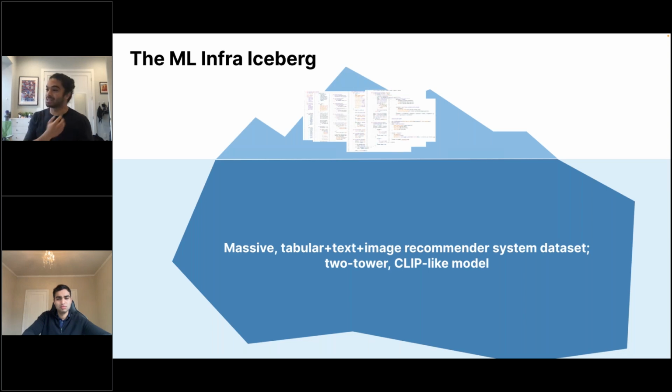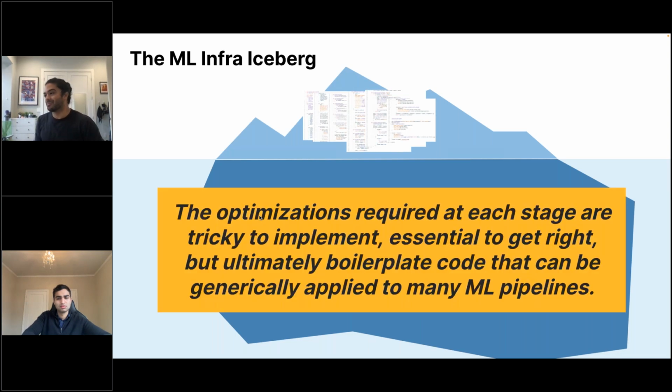And at some point, if your ML becomes sophisticated enough, a lot of your engineering time is actually just going to go into allowing your models to train efficiently and quickly. So this is all true and a hard pill to swallow, but ultimately, one thing to consider is that these optimizations, while tricky to implement and essential to get right, are ultimately just boilerplate, which means that they can be generically applied to many ML pipelines.